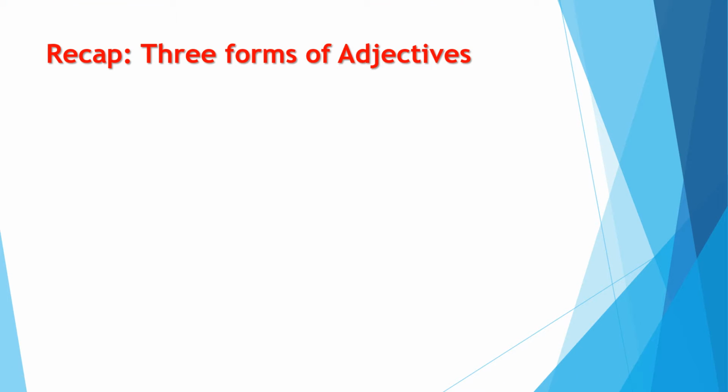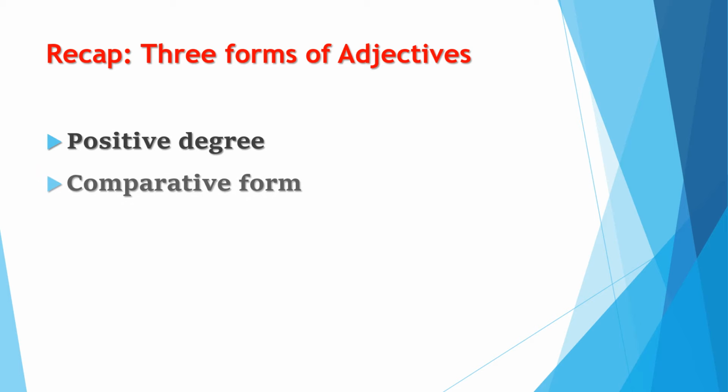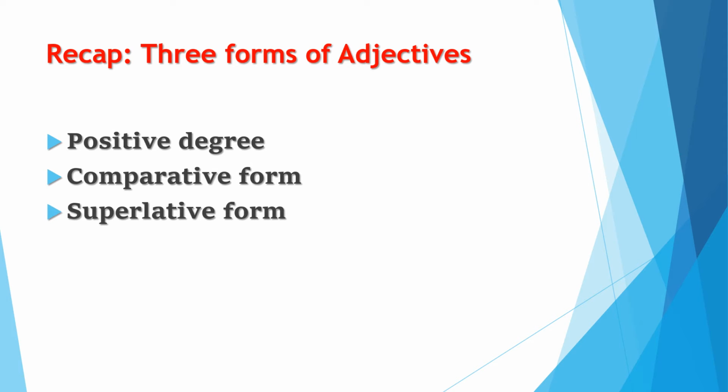But before going to the video, let's take a recap about three forms of adjectives. In the previous video, we have learned about the three forms and they are positive degree, comparative form and superlative form. Let's recap about all these three forms of adjectives one by one.